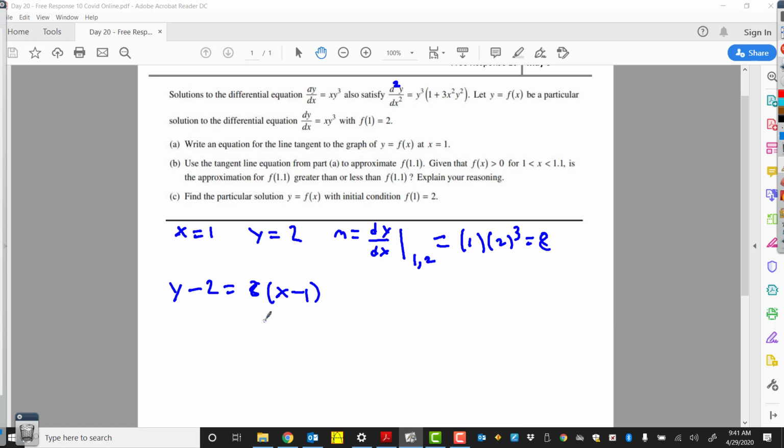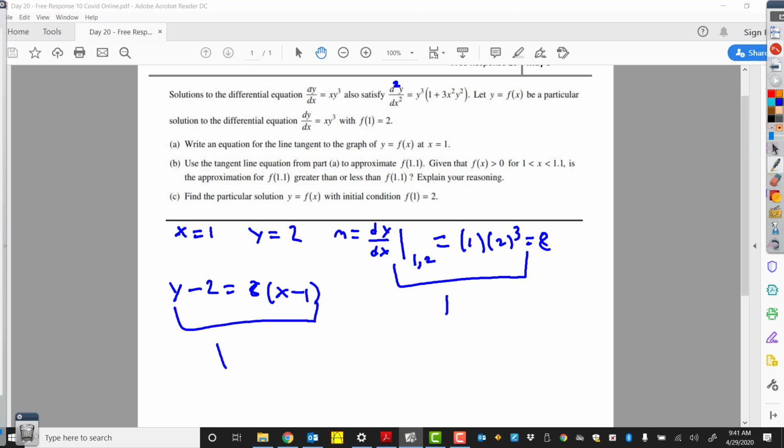Easy enough. 2 points available here. 1 point for doing f prime of 1, so the derivative at 1, and then 1 point for your answer. Okay? So 1 point and 1 point.